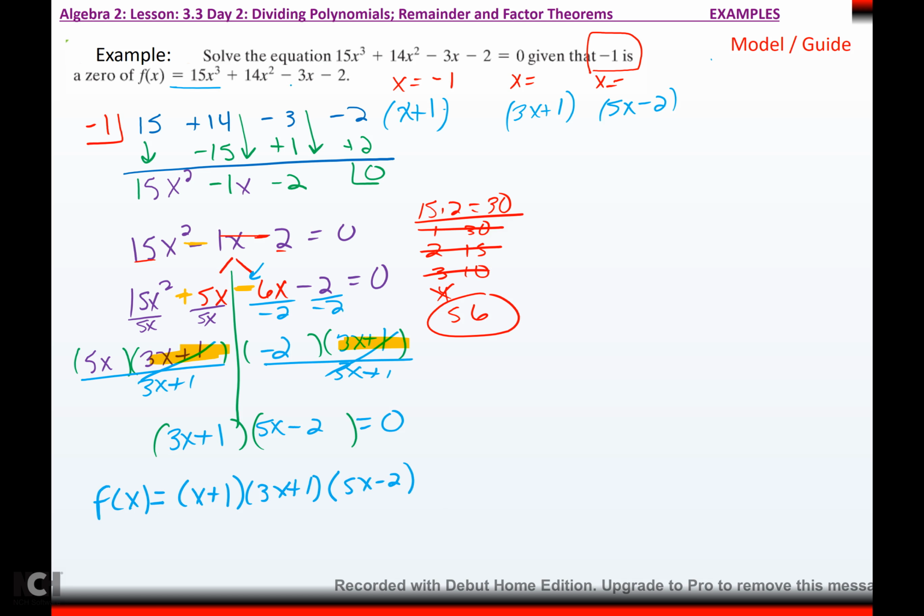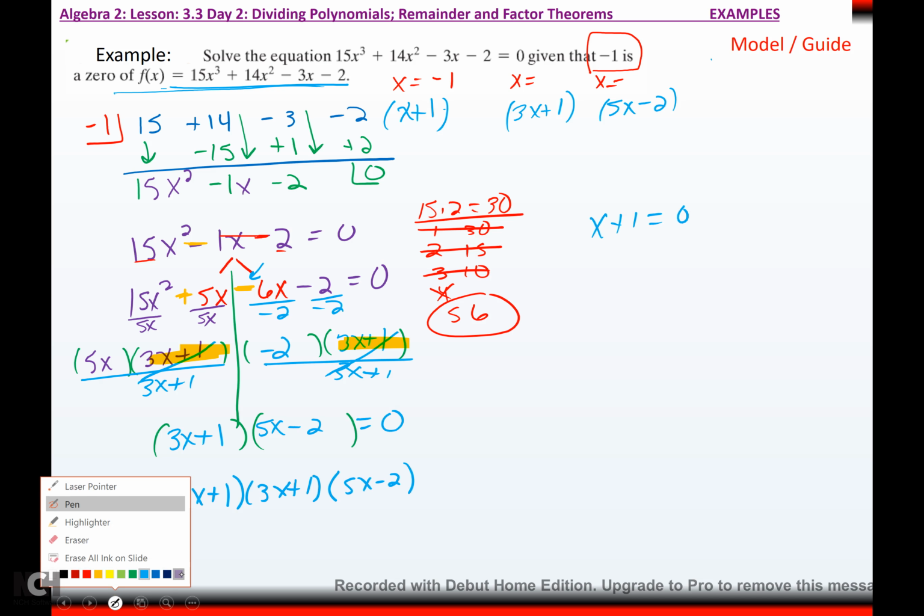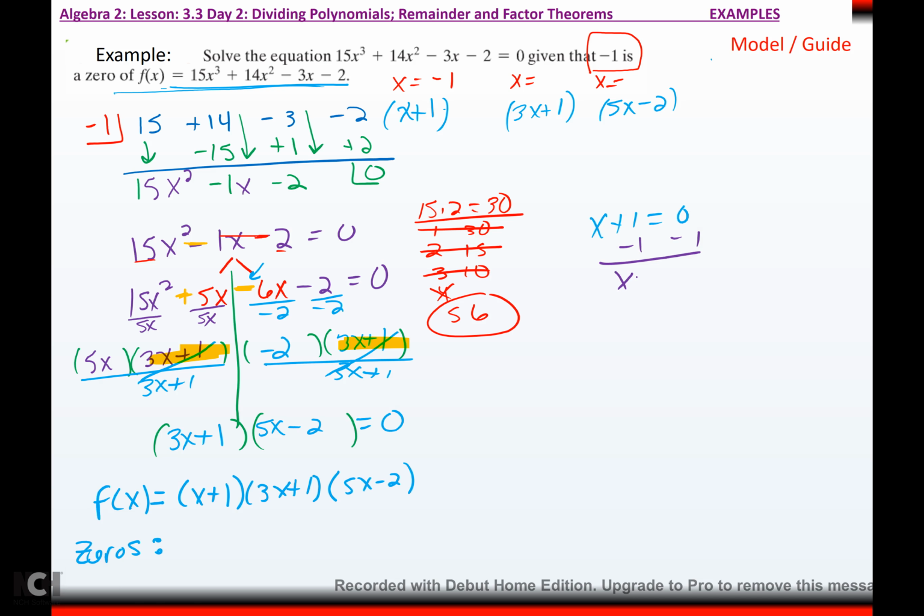This is the exact same thing as if I multiplied these back together, I'll get 15x cubed plus 14x squared minus 3x plus 2. So there's my equation in factored form. My solutions, my zeros are, again, you take each of these factors, set them to 0, and solve. So x plus 1 equals 0, minus 1, x equals negative 1. Take 3x plus 1, set it to 0 and solve it. Minus 1, 3x equals negative 1.